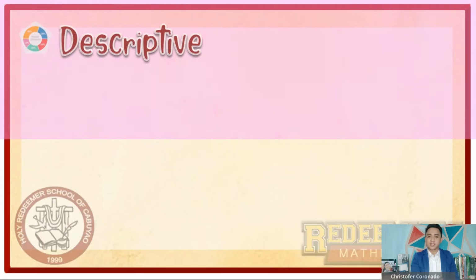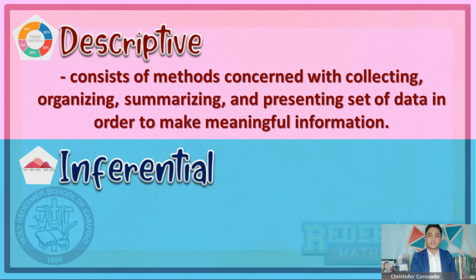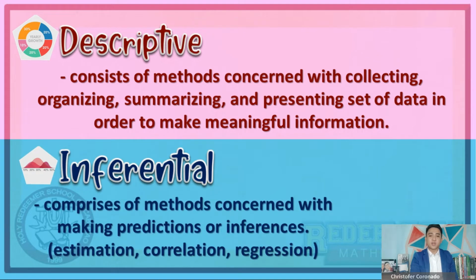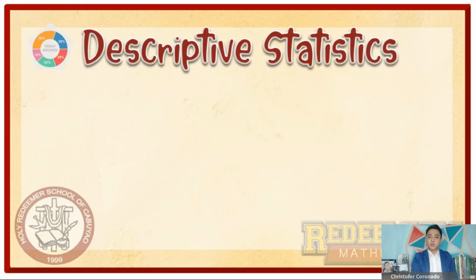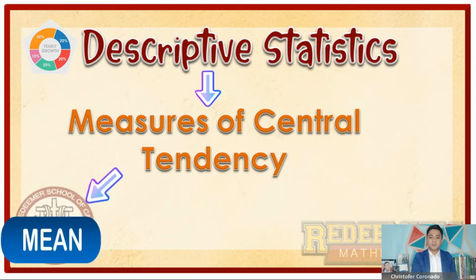Descriptive statistics consist of methods concerned with collecting, organizing, summarizing, and presenting a set of data so as to yield meaningful information. Meanwhile, inferential statistics comprises those methods concerned with making predictions or inferences. This may come in the form of estimation, correlation, or regression. But don't worry, for this lesson, I'm only going to discuss the concept on descriptive statistics, which is the measure of central tendency or centrality. It involves mean, median, and mode.